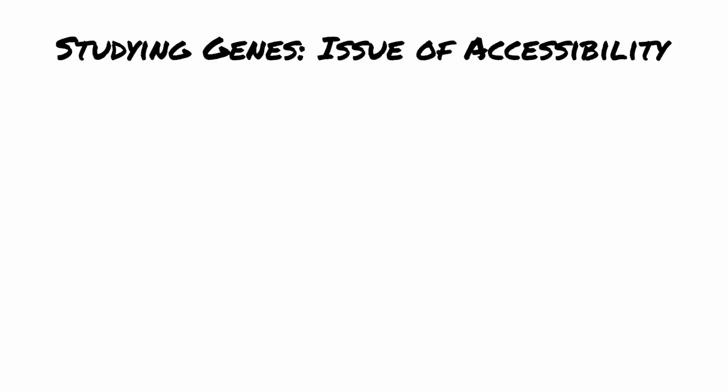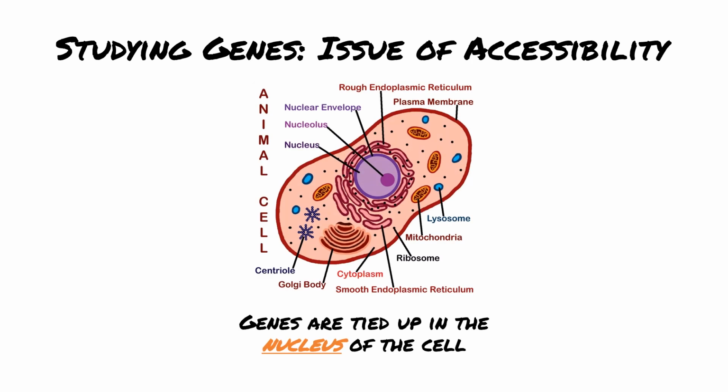Now that we've talked about the structure and function of genes, we can move on to discussing how we study them. A major issue that scientists face when studying genes is the issue of accessibility. Genes are actually tied up in the nucleus of the cell, and it's often difficult for scientists to get a good look at them when they're sequestered away like this. So how do scientists get around this problem? Well, stick around and find out.